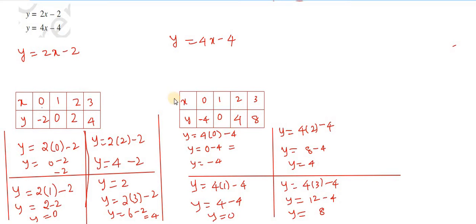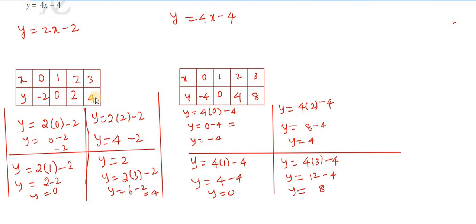You need to do the table like this. I told you 2 points are enough, but if you want you can do more points also, no problem. If you do the table like this, they will give you 2 marks, 1 mark for this table and 1 mark for this table. The remaining 2 marks they will give for the graph, to plot the graph and find the values of x and y.